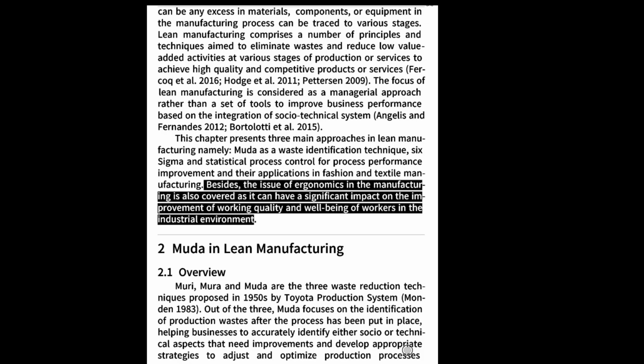Besides, the issue of ergonomics in manufacturing is also covered, as it can have a significant impact on the improvement of working quality and well-being of workers in the industrial environment.